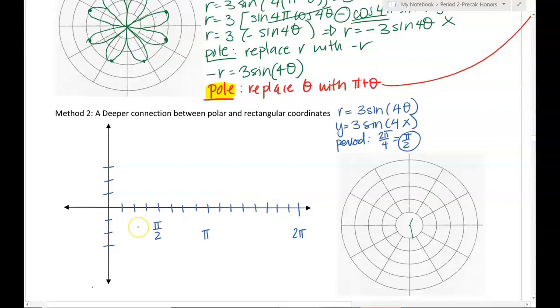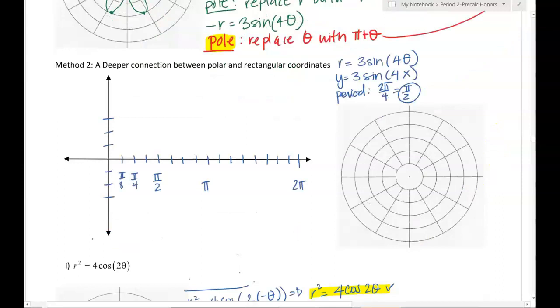Now, even going further, half a pi over 2 is going to be pi over 4. Half a pi over 4 is a pi over 8. So think of it as each tick mark is a pi over 8. Now, over here on our polar grid, this is going to be a pi over 6. This is a pi over 3, 2 pi over 3, 5 pi over 6. And then this is going to be 7 pi over 6, and this is 11 pi over 6. This is 0.